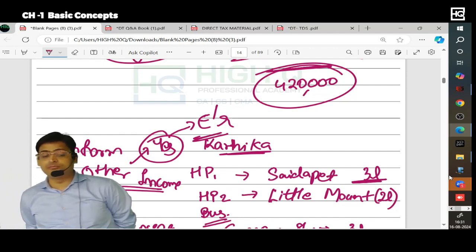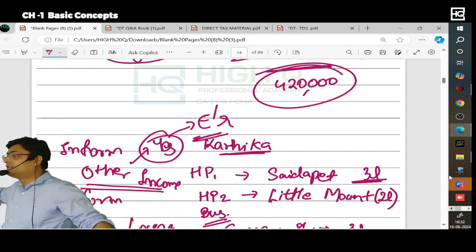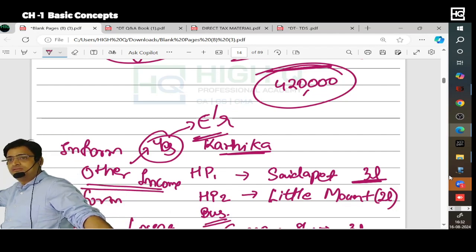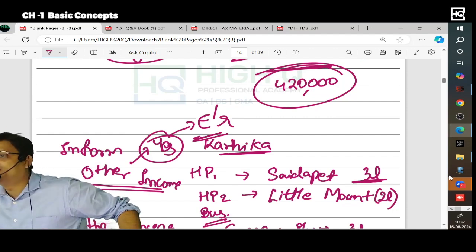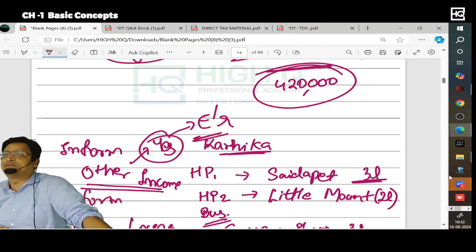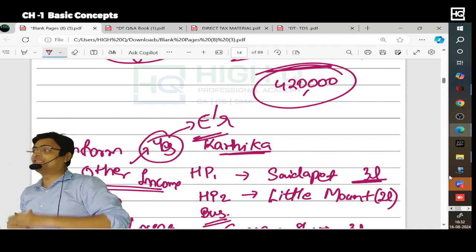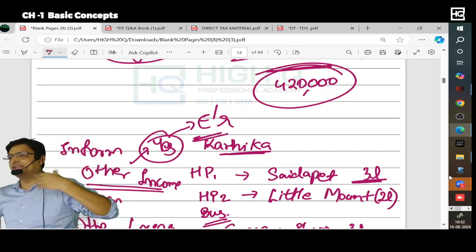If she will inform, then the employer will consider Kartika's other income also along with salary, and he will deduct tax on the whole income. IQ will deduct tax, means more TDS will be deducted for Kartika. Are you understanding? So the question should be, why will Kartika inform? I'll tell you why an employee informs. The employee knows that since my salary's TDS is already deducted by the employer, all my data is already there with the government.